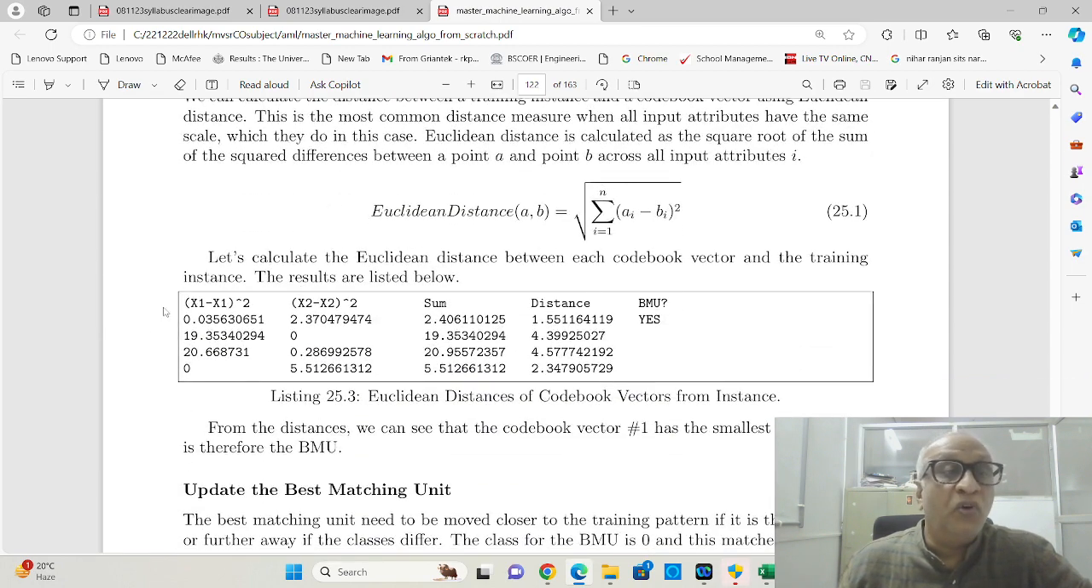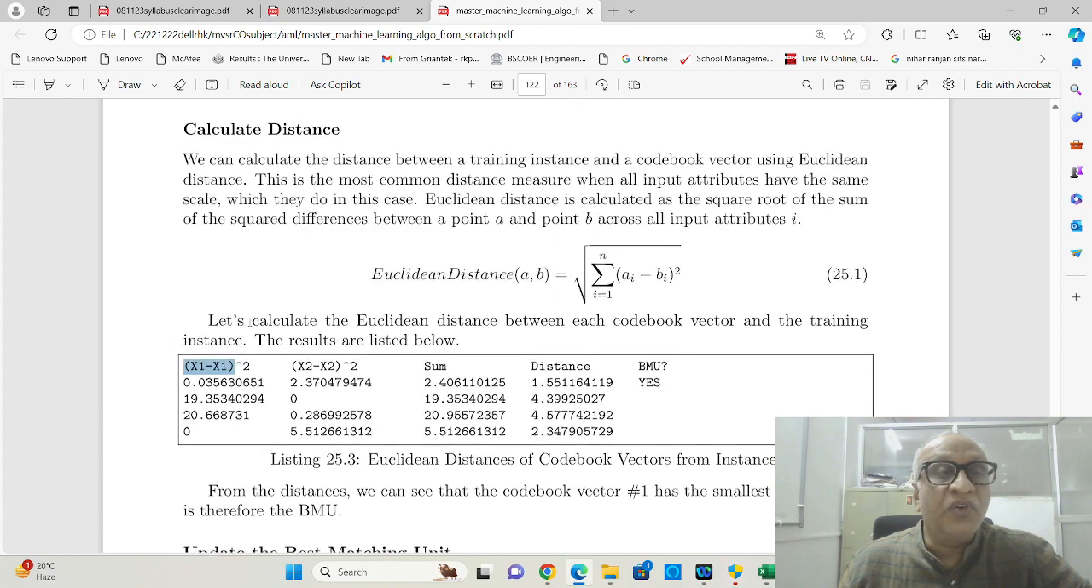See here, hopefully you understood this. x1 minus x2 whole square, x1 minus x1 whole square, x2 minus x2 whole square. Then we have taken their sum, then we have found out the distance. Hope this is easy for you, right?